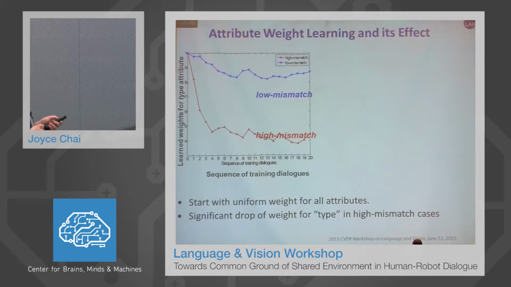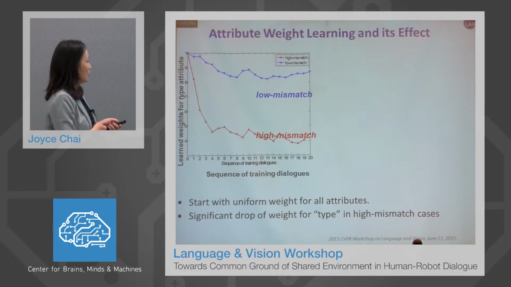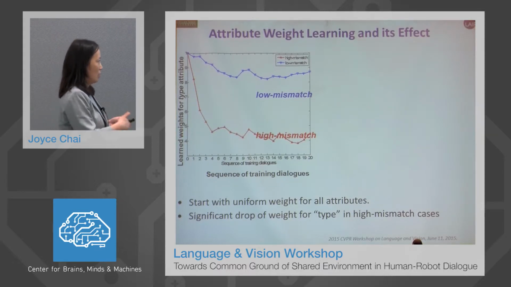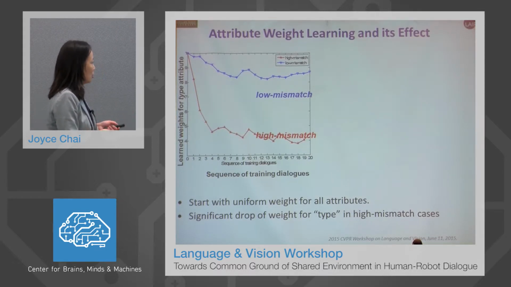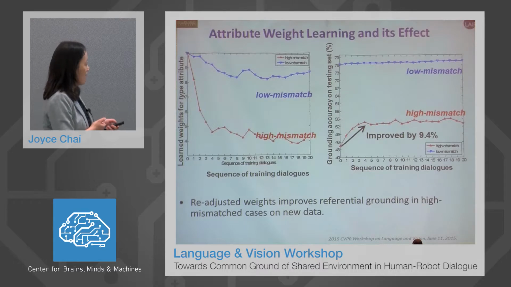We can also see that in the high mismatched condition, after only 4 or 5 dialogues, the robot is able to learn that the weight for the object type should be dropped, as it is not reliable. And the robot can immediately adapt that for the subsequent referential grounding. It can actually improve the performance.